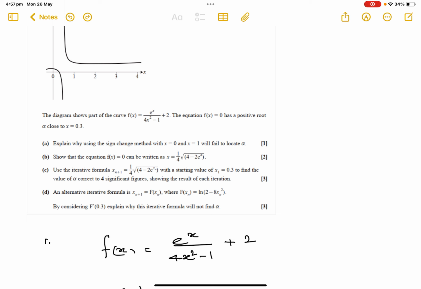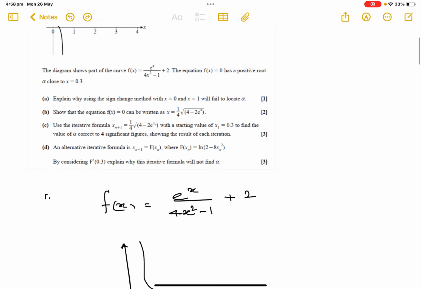Part D: the alternative iterative formula is x(n+1) equal f(xn), where f(xn) equal ln(2 minus 8xn squared). By considering f dash at 0.3, as xn is 0.3, explain why this iterative formula will not find alpha.